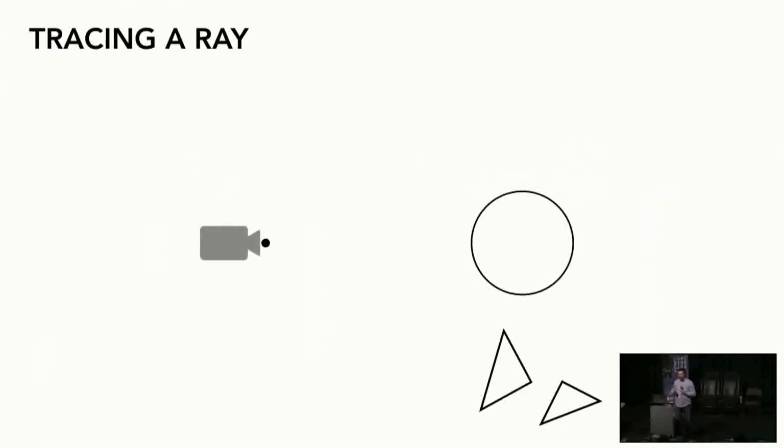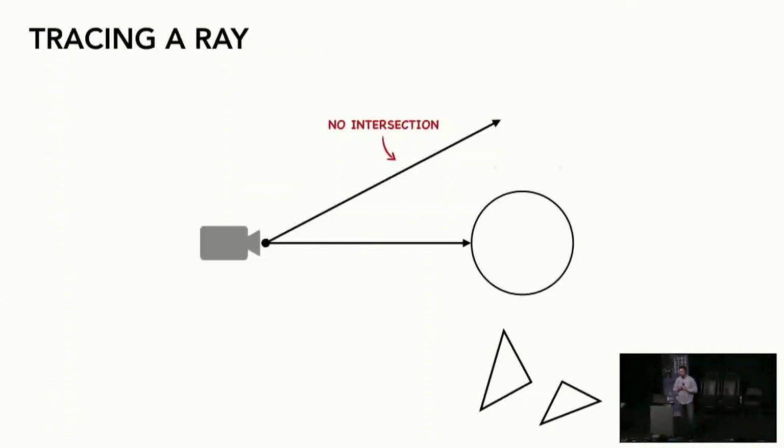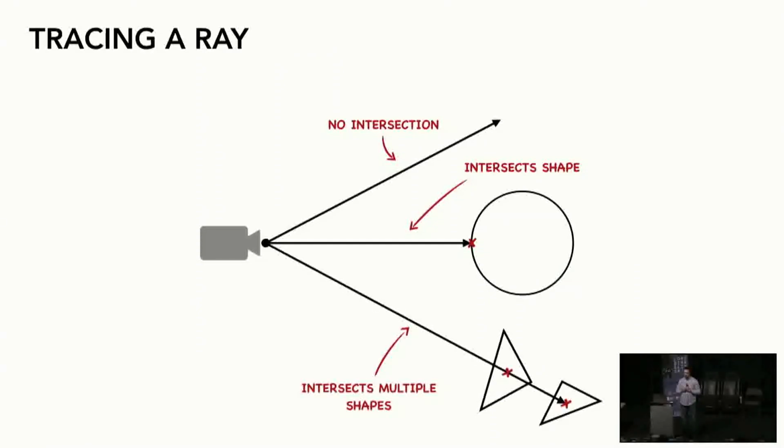So now that we have those light sources under our belt, let's talk about what happens when we actually trace the ray from our camera through our pixel into the scene. There are three things that can happen with that ray. The first is the ray doesn't intersect anything. It just goes off into infinity and doesn't hit anything. The second is the ray intersects exactly one shape. And the third thing is the ray intersects multiple shapes in the scene.